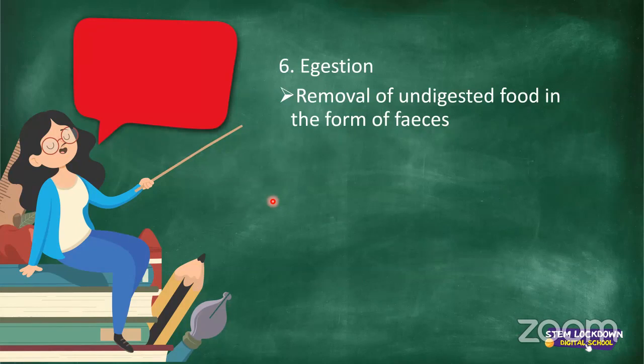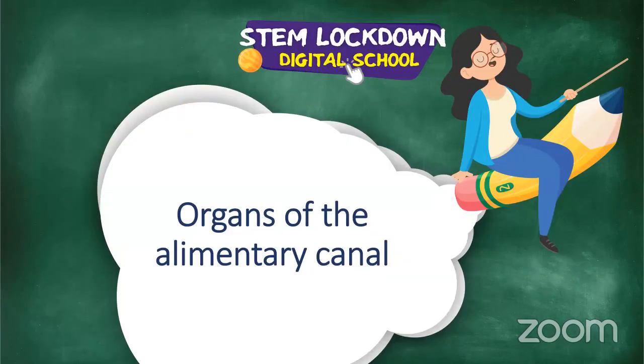Now we are going to look at the organs of the alimentary canal. Remember our second study objective was that we should be able to name and identify the organs of the alimentary canal. So the question you would have right now is, what is the alimentary canal? The alimentary canal is a whole tube or passage along which food passes. It starts from the mouth and ends at the anus.